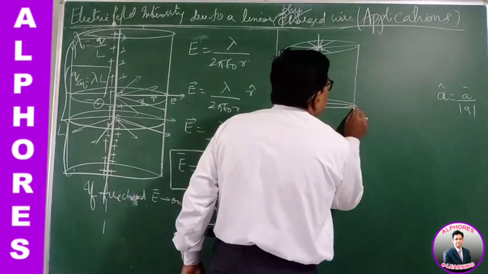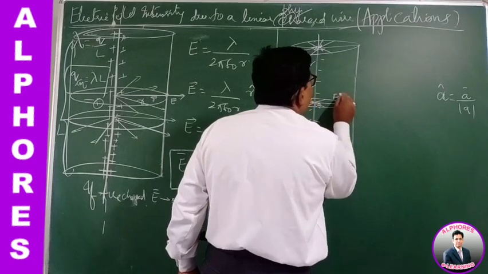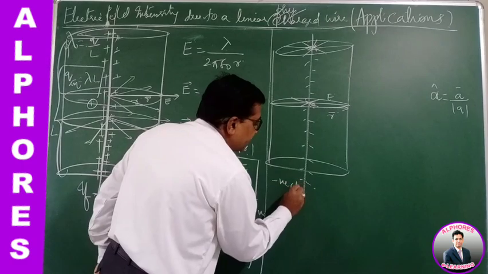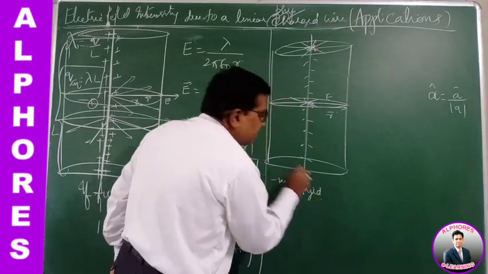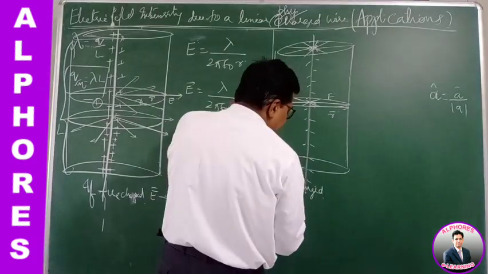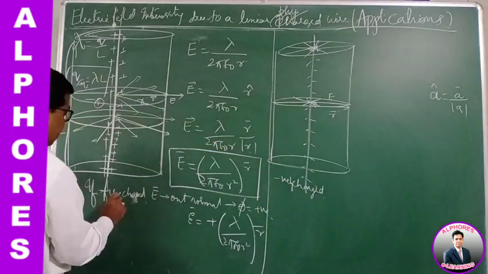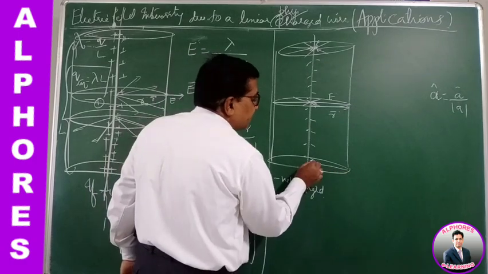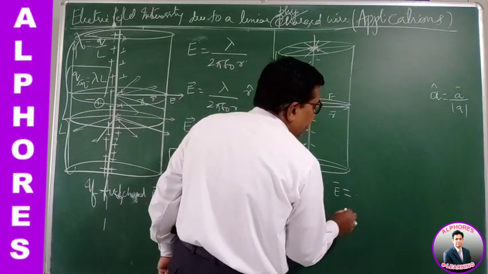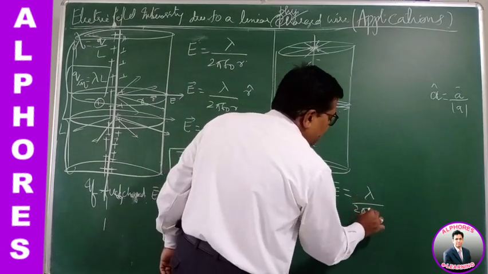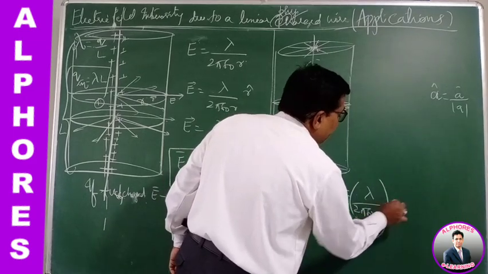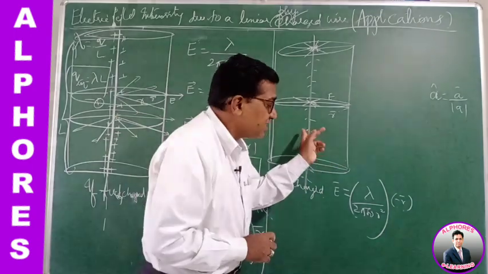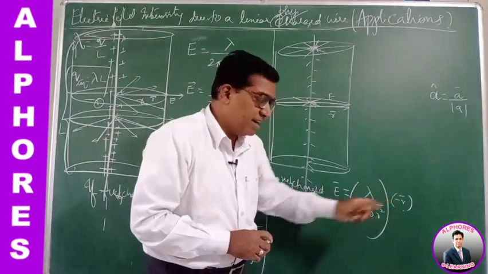But the radius vector is outward normal, r bar. E bar is in the opposite direction. So for a negatively charged wire, the direction is towards the wire. For a positively charged wire, E is positive. For a negatively charged wire, E bar is equal to lambda by 2 pi epsilon naught r square, minus r. The direction is toward, but r bar is away, so it's minus, negative.